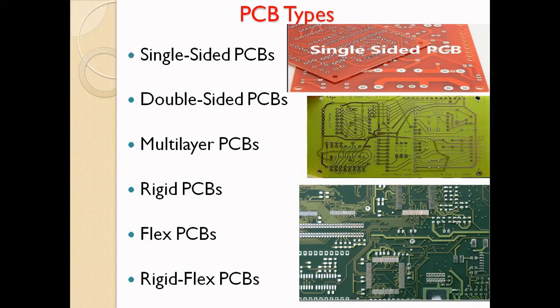Next one is the rigid flex board, which means you can rotate the board, you can change the size depending upon the devices. For example, you are going to place the PCB board in your TV. So depending upon the applications, you can change the size and shape of the board.